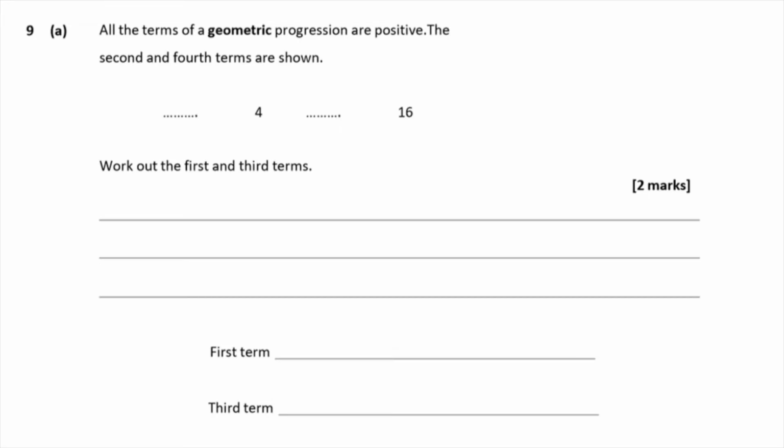Question 9a. All the terms of a geometric progression are positive. The second and fourth terms are shown. Work out the first and third terms.